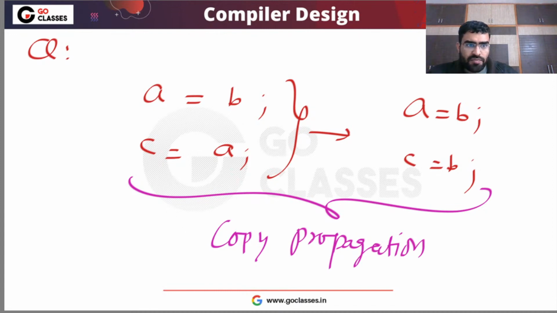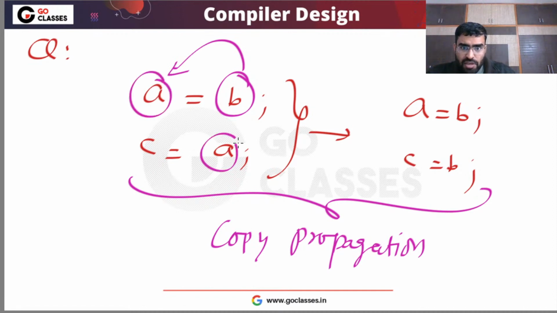Why is this copy propagation? Because you can notice this value b is stored in a, and now you are replacing this with this a. So you are replacing this a with this b. This type of situation is your copy propagation situation.